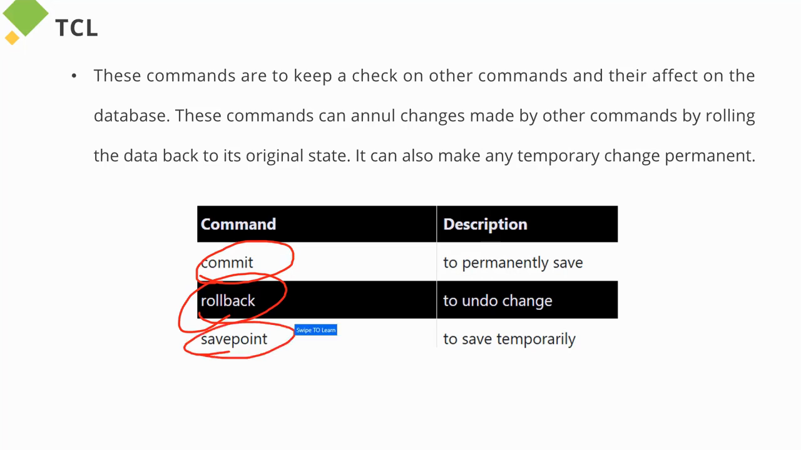Savepoint is something where I save up to this level. Say I save here, so I make it a temporary storage. After performing some operations, I decide whether I really want this. If I do, I'll commit. If I don't want it, I won't commit and I can roll back like this.